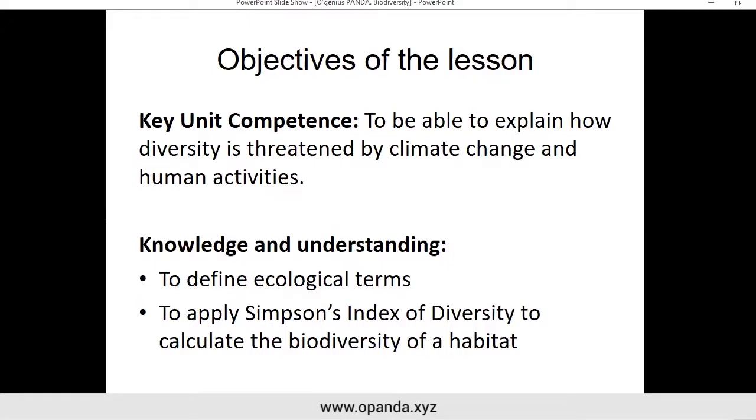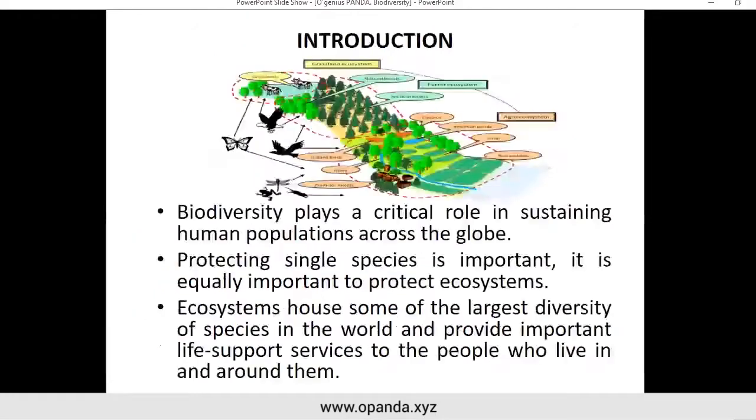We can now start with a short introduction. What is the role of biodiversity? Biodiversity is very important because all living organisms complement one another. They need one another. We as humans, we are in need of plants. Those plants are in need of us.